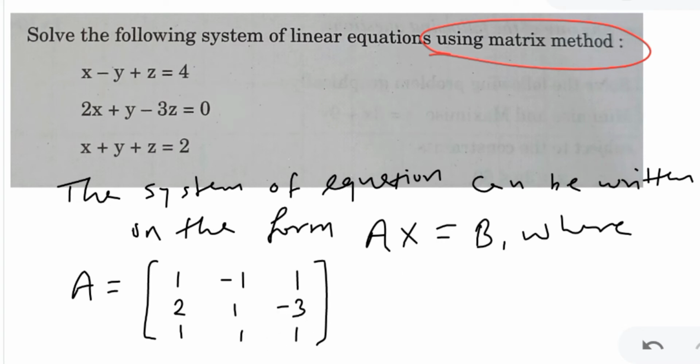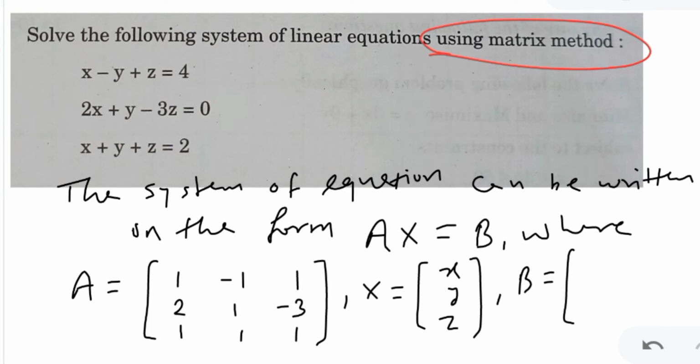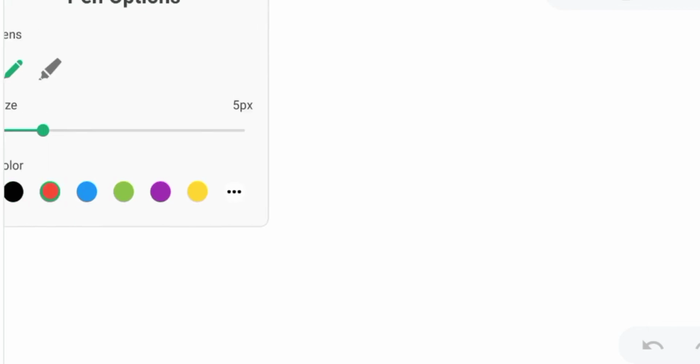Now X will be the column of variables x, y, z, and B will be the right side coefficients, so the right side is 4, 0, 2. So this is your A, X and B. Now AX = B. Since AX = B, you will write X = A inverse B directly.